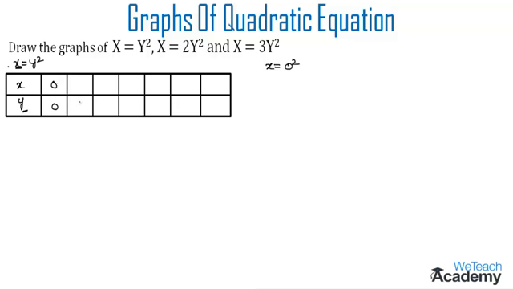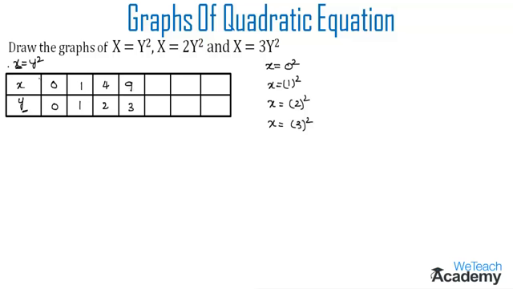Now let us consider y value as 1. So we get x value as 1 whole square. That implies we get 1. And if we take the y value as 2, we get the x value as 2 whole square. That implies 4. Now let us assume the y value as 3. So we get x as 3 whole square. That implies 9. So let us write 9 over here.